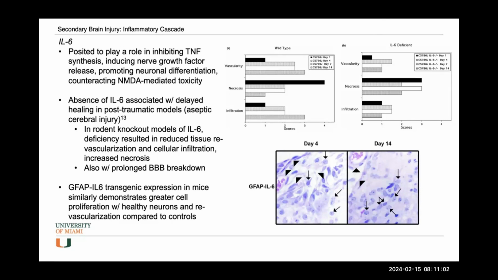And in these knockout models where there is no interleukin-6, there's actually reduced tissue revascularization and cellular infiltration that happens, as well as increased necrosis, which is the chart on the top right. It's also associated with prolonged blood-brain barrier breakdown. And in mice that have transgenic expression of interleukin-6, even after TBI, there's actually greater cell proliferation with more healthy neurons that form anywhere from 4 to 14 days after head trauma compared to control mice that don't have transgenic overexpression, which is the H&E stain on the bottom right.